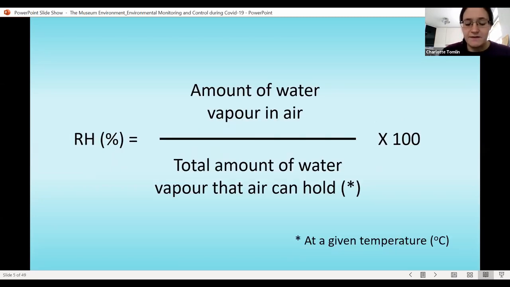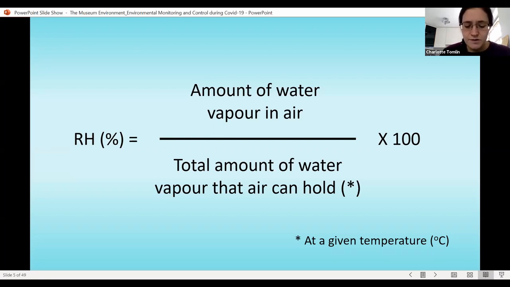Relative humidity is a measure of the amount of water vapour in the air given as a percentage of the maximum amount of water vapour that air can hold at that temperature. You can see the basic equation written out here. In general terms, this means that the lower the percentage, the drier the air, and the higher the percentage, the more humid the air, with 100% RH being the full saturation of air at a given temperature.